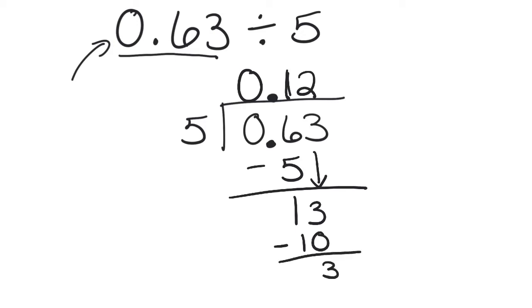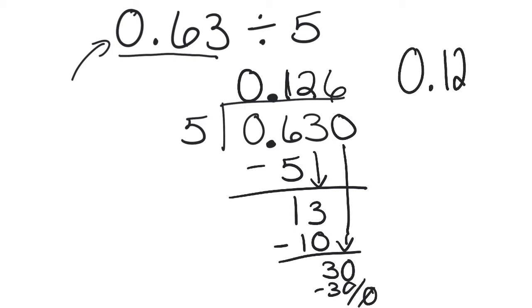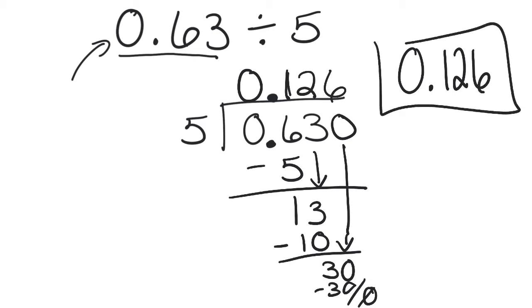We cannot write a remainder because we have a decimal already here, so my answer has to be a decimal. So we just add a 0 to the end and keep dividing. How many times will 5 go into 30? 6. And then we have no remainder, so now we are done. So the final answer would be 126 thousandths. So reminder, decimal, bring it straight up.